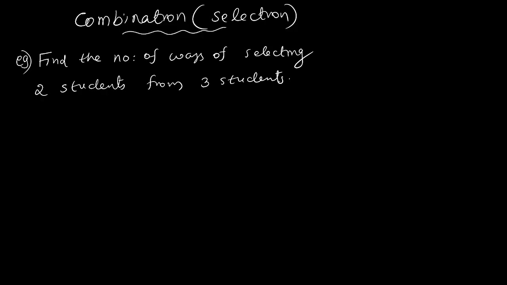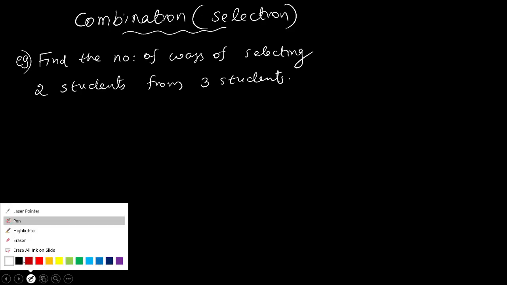Okay, find the number of the combination. The meaning is selection. Find the number of ways of selecting two students from three students. Can you tell me the number of such selections? Anybody? Can you tell me? Okay, and I will discuss that.